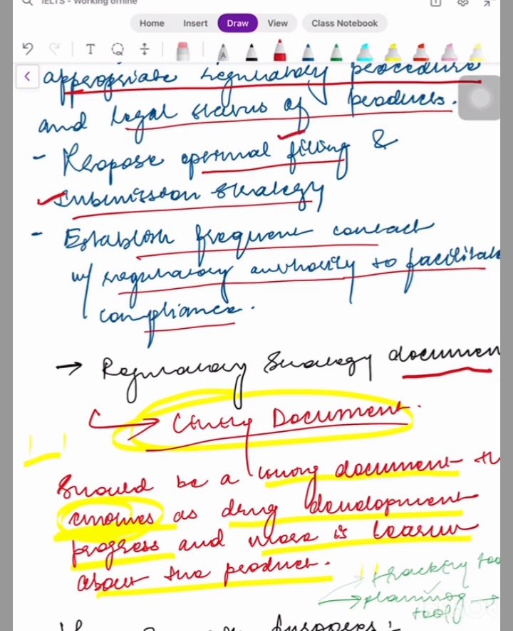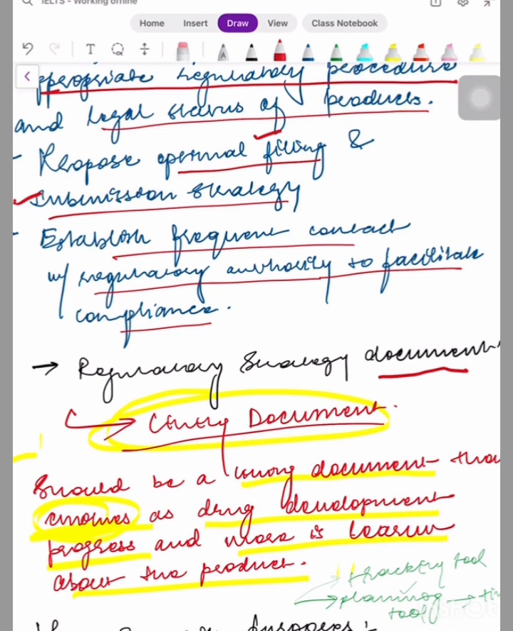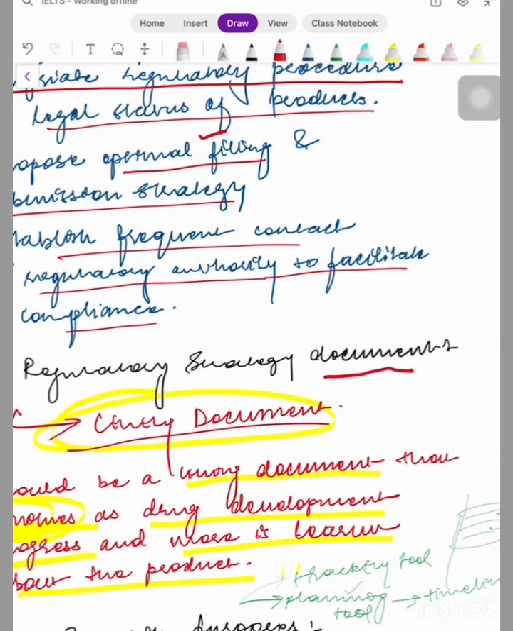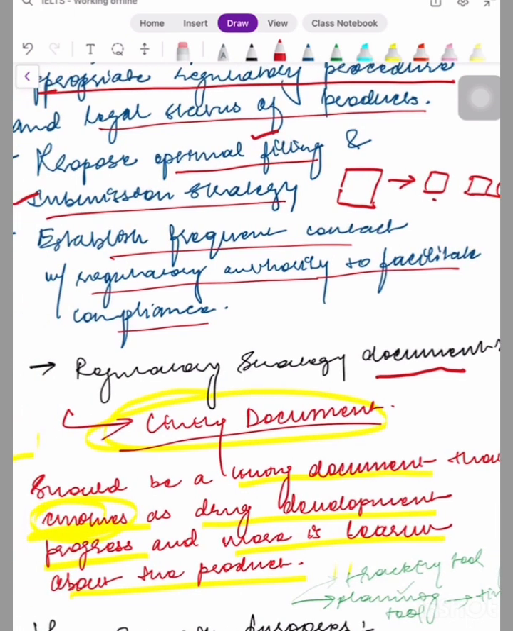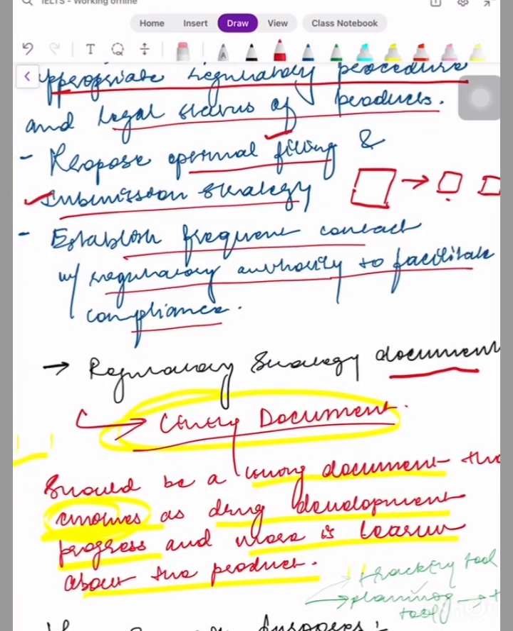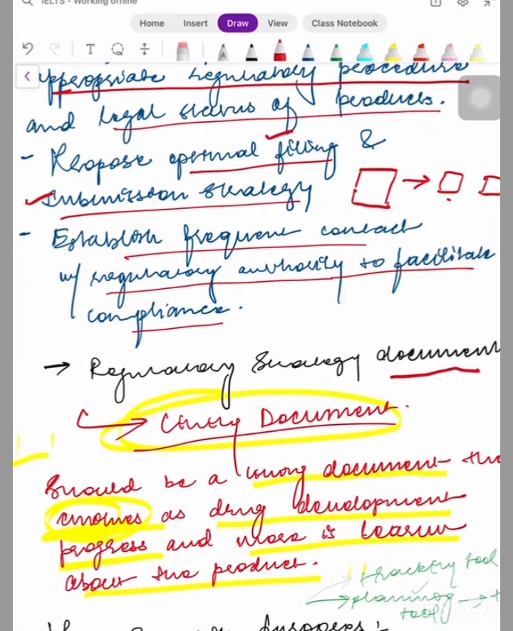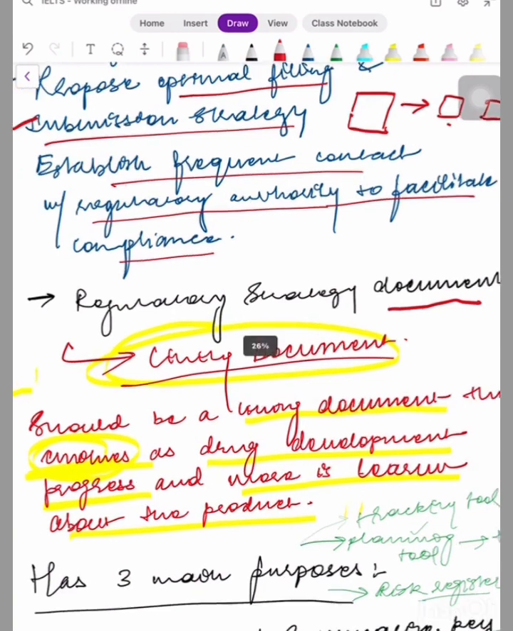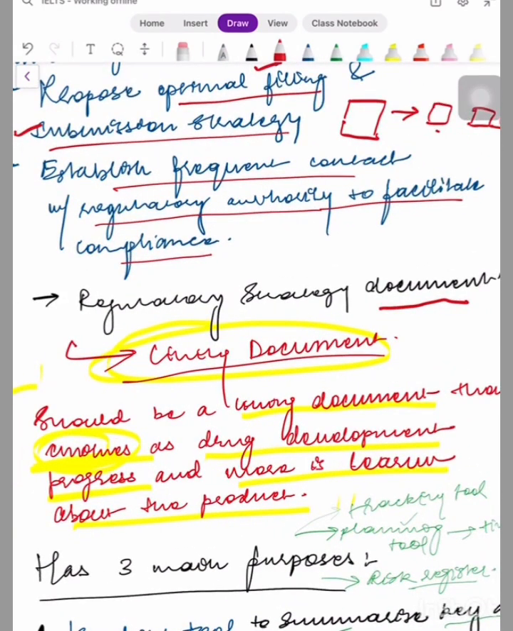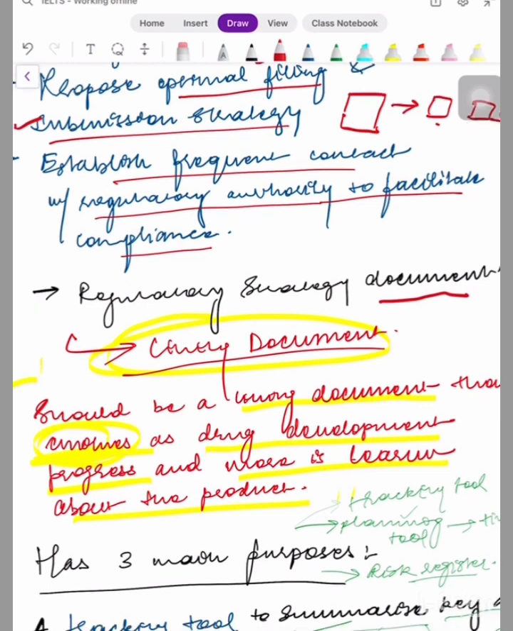Establish frequent contact with the regulatory authority to facilitate compliance. So when you submit a dossier to a particular regulatory authority, it's not that they simply accept it or reject it. They can reject it in the first go itself, but they sometimes would also ask for justifications for certain points or observations, and also for certain clarification regarding certain things. And that is where you come along and play a part, that you establish frequent contact with the regulatory authorities. That can be US FDA, CDSCO, to facilitate whatever compliance is needed.